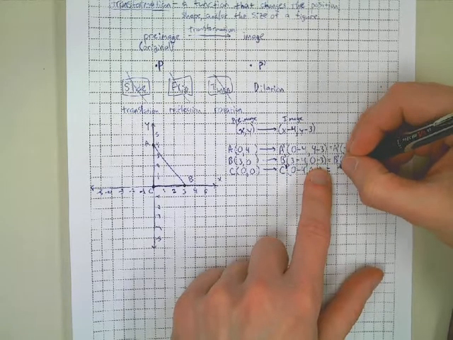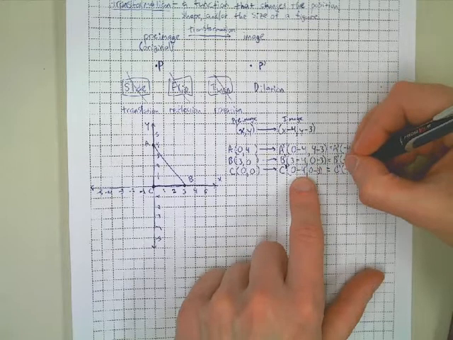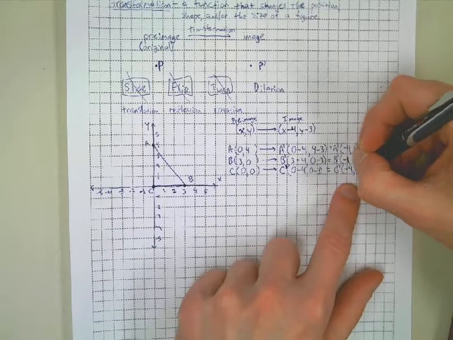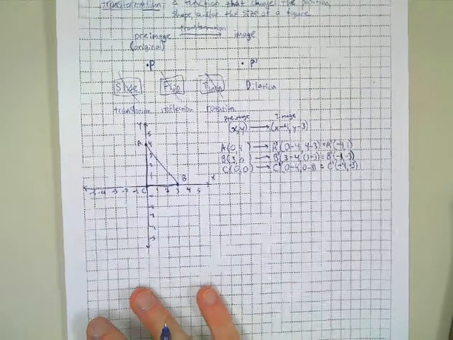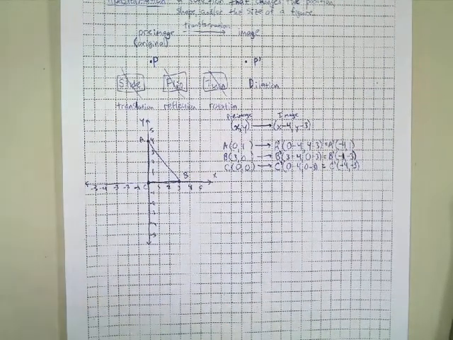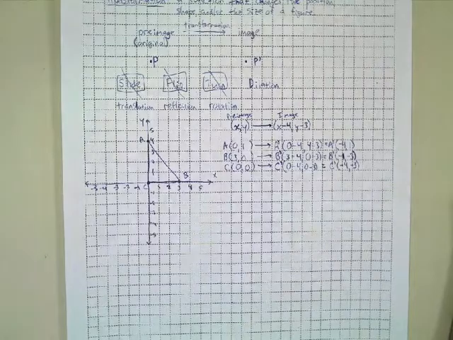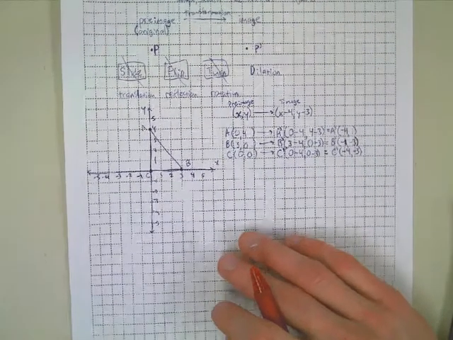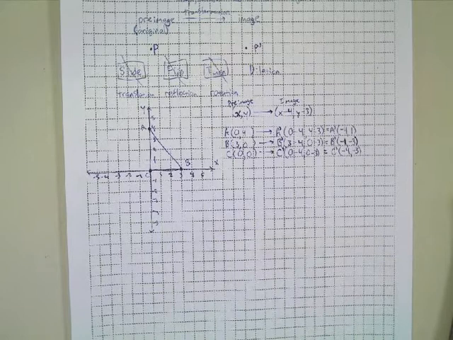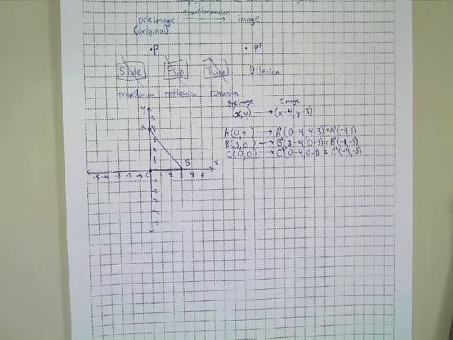Okay, so those are our points. All right. So now let's graph. A prime has coordinates negative 4, 1. So negative 4, 1. There. I'm going to go ahead and label that A prime.